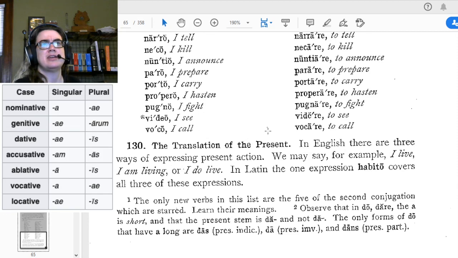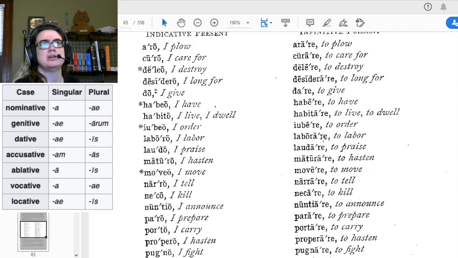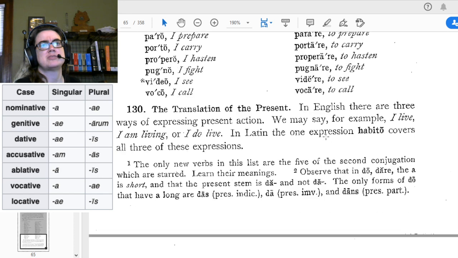Why do we have an asterisk? I think I know why. Maybe I don't. Why do those verbs have asterisks? Oh, the only new verbs in this list are the 5 of the second conjugation, which are starred. Learn their meanings. Okay.